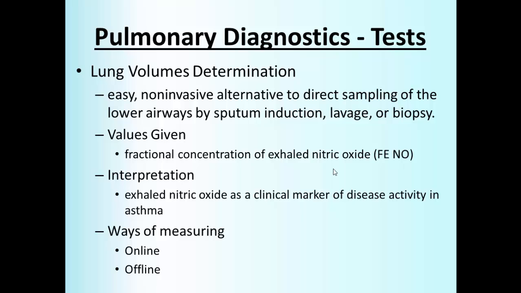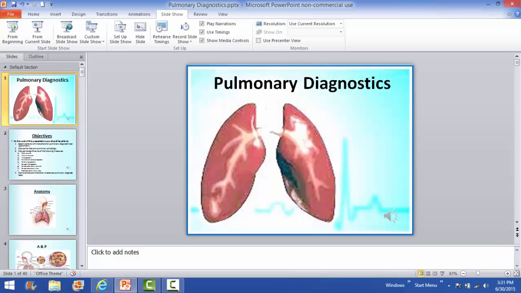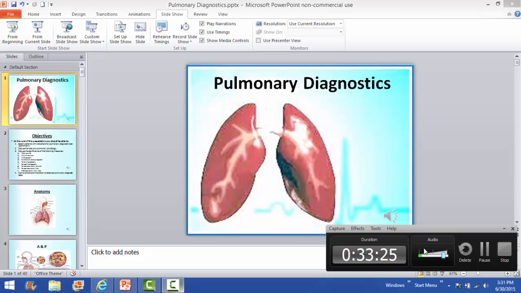The online device typically uses a flow limiter to keep the sample flowing at a fixed flow rate, which is typically 50 milliliters per second. The standardization of the measurement technique has allowed the development of normal ranges and standard interpretation schemes in online measurement. And that is it for the lecture on pulmonary diagnostics.